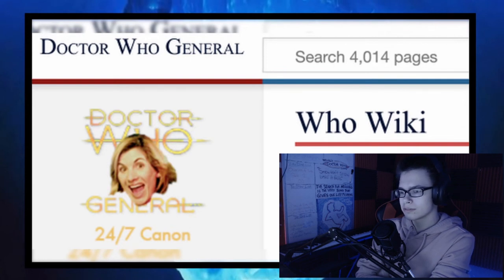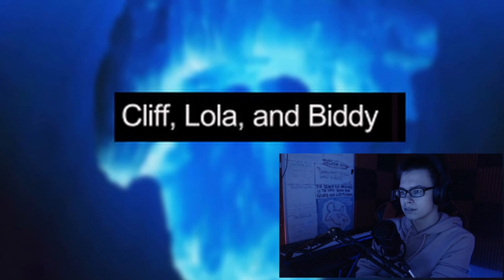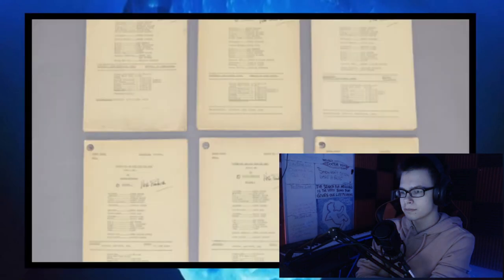Cliff, Lola, and Biddy. During the series' infancy, many of the staples were still up in the air, including the look of the TARDIS itself. In one of the original scripts for the first episode, titled Nothing at the End of the Lane, the TARDIS was meant to be invisible, not take the form of a police box.